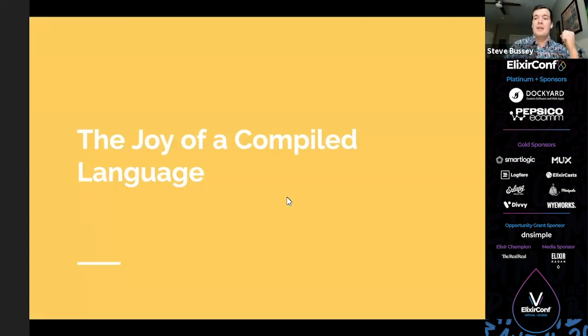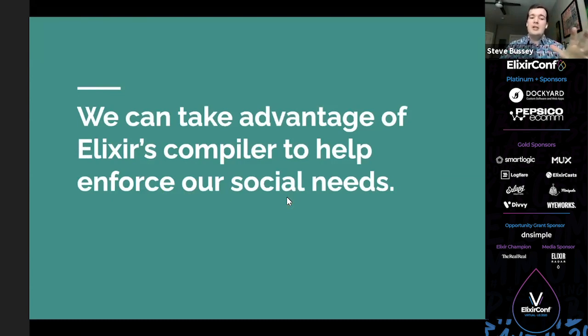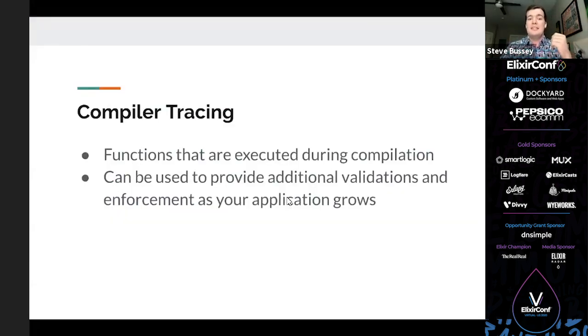So we can sort of get some of these benefits that microservice historically brought us. So next, I'm going to talk about the joy of a compiled language. We can take advantage of Elixir's compiler to help enforce, technically, our social needs. An example of this is, I think it was in 1.10, compiler tracing came out. Essentially, these are functions that are executed during compilation. And you can write these to help provide additional validation or enforcement. And this can be a technical solution to a social problem, which I think is an important part of growing a monolithic code base over time.